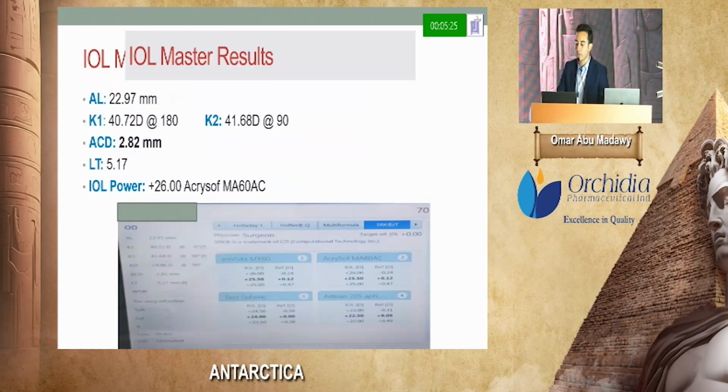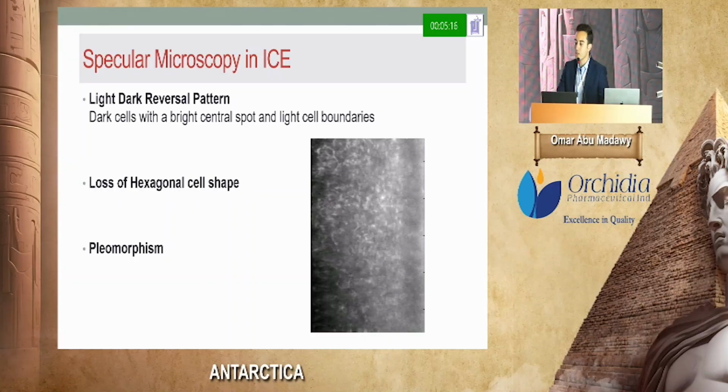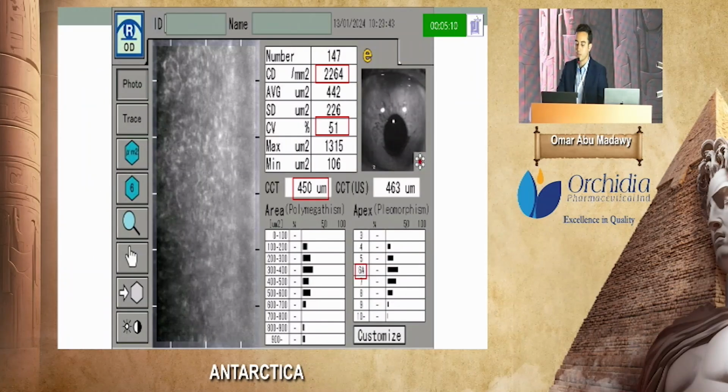I started my workup. To start with, the IOL Master showed an AC depth of 2.82, which is expected regarding his refraction, his hyperopia. And the specular microscopy showed the light-dark reversal pattern, which is characteristic for ICE cases, loss of hexagonality, and pleomorphism. This is the first specular microscopy. It showed a cell density of 2,264, and I was a little bit skeptical about this endothelial density given my examination. I really expected a much lower count.